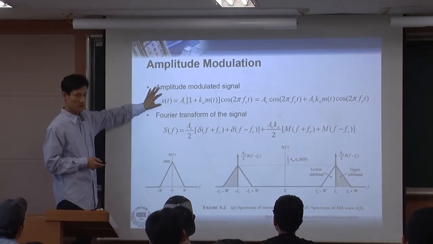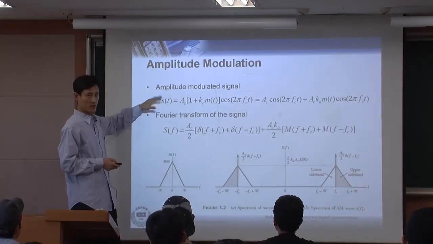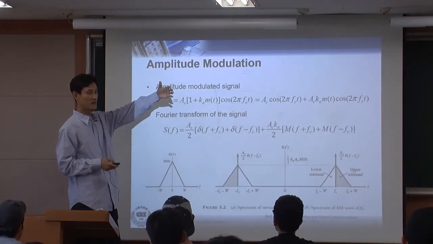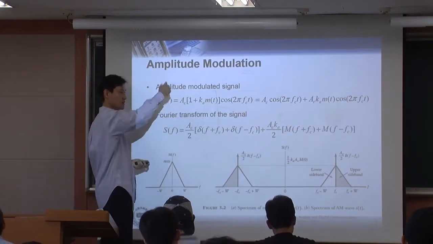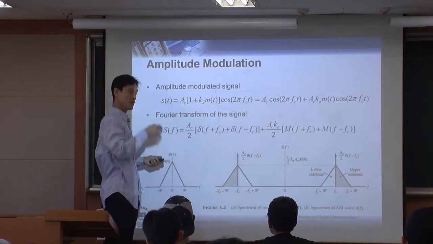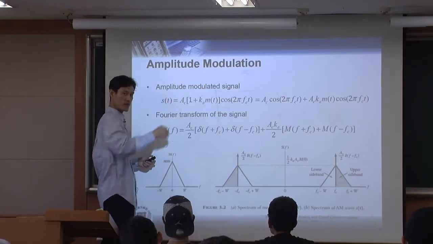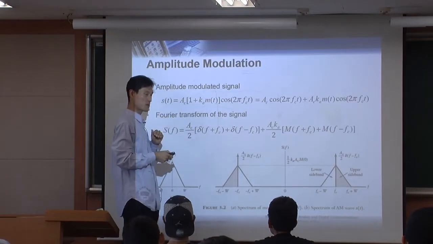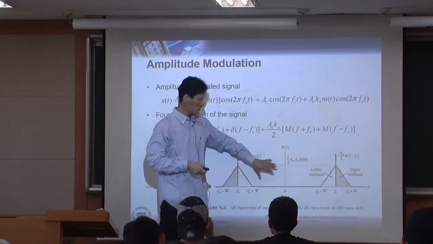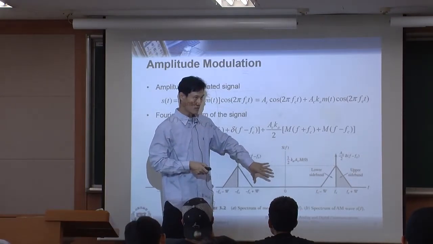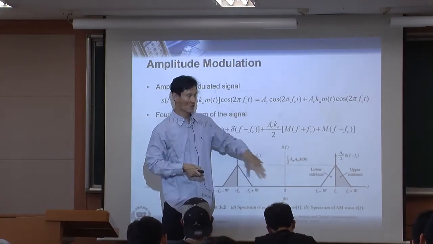What is s(t)? This is the signal we are transmitting over the air. Okay, this is what is really flying over the air. And if you look at s(t), the signal flying over the air, from the frequency domain, this is what it looks like. This is the frequency response of s(t).